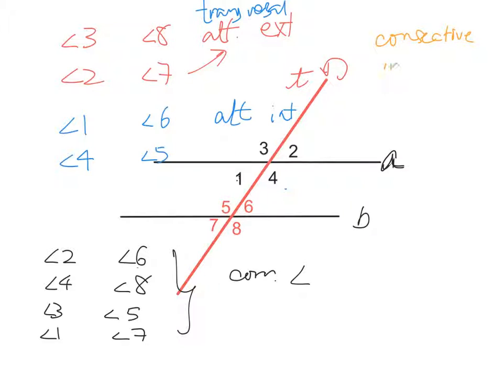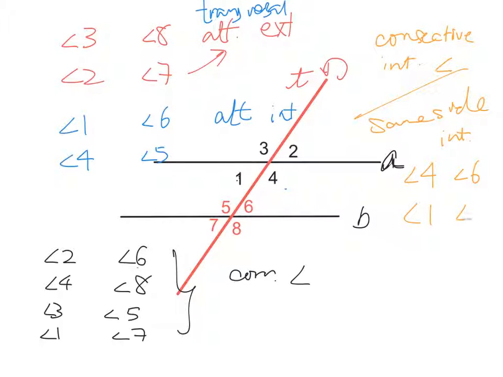Consecutive interior angles. It's also known, and I like this term slightly better, as same side interior. So now you know where to look. You look for the interior, so it can only be referring to 4 angles: 1, 4, 5, 6. And they have to be on the same side. Therefore, 4 and 6 is a pair. They're both same side interior or consecutive interior angles.